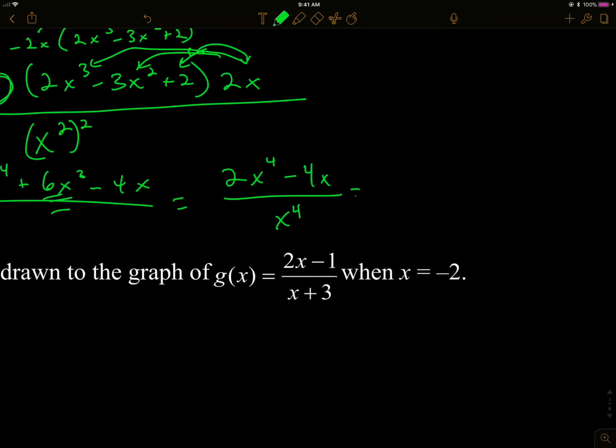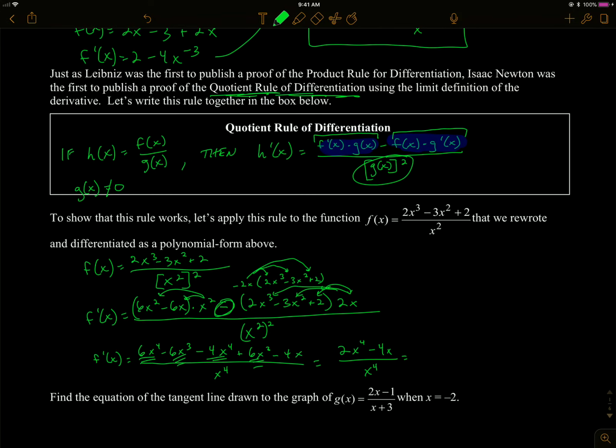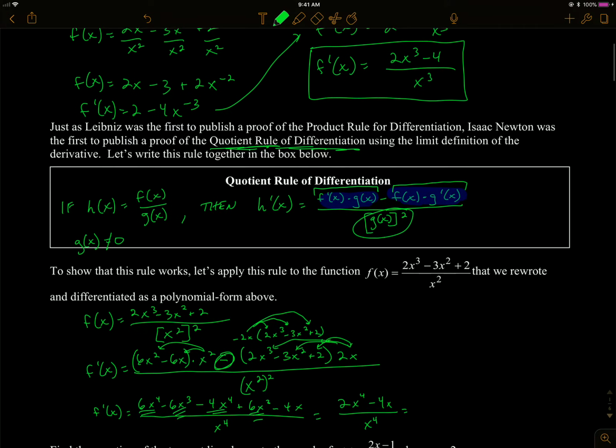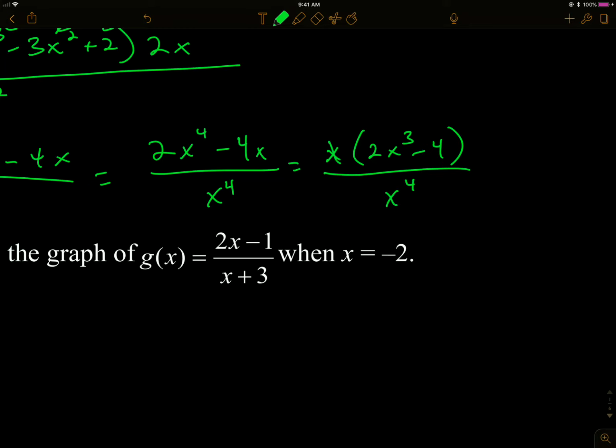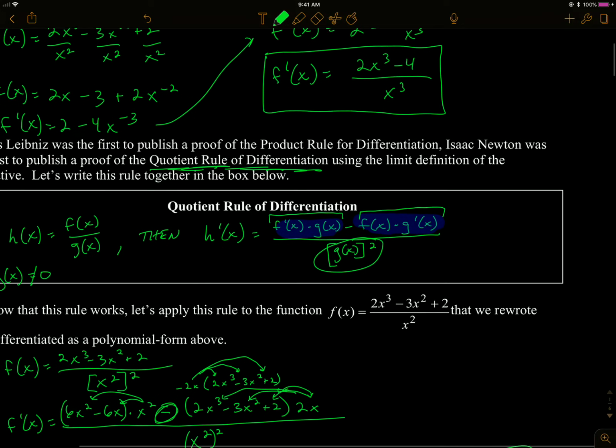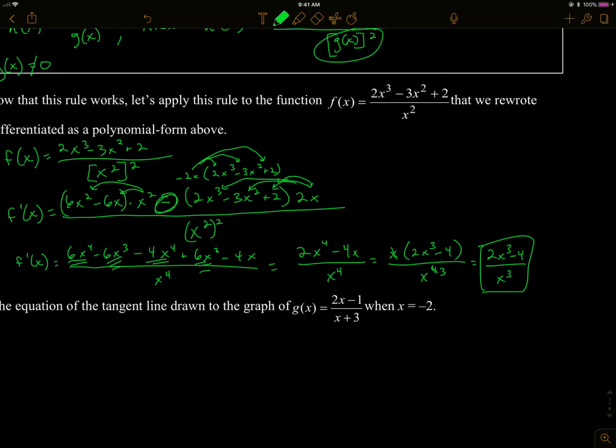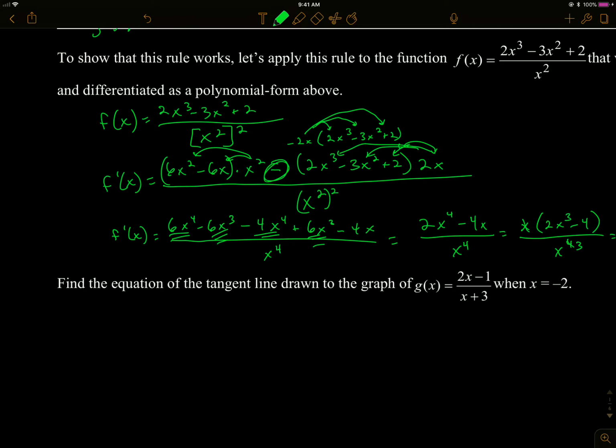Now we need to notice that I can factor out an x in the numerator. I could factor out a 2 as well, but it's not going to really help us make it match the other term. So I'm going to factor out just the x. So I've got the same exact derivative. So you can see that quotient rule works here.